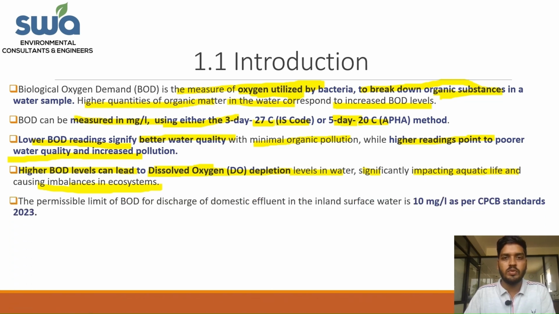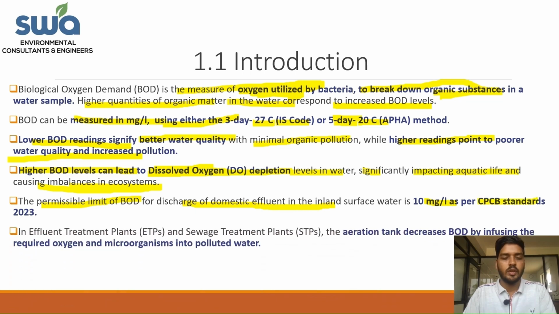To avoid such incidents, the permissible limit of BOD is set at 10 milligram per liter for domestic effluent discharge by the CPCB standards. In ETPs and STPs, the BOD is decreased in the aeration tank by infusing the required amount of oxygen and microorganisms into polluted water. Whatever amount of oxygen is required is firstly measured in the laboratory, and it will then be provided by the aerators in the aeration tank. So how can we measure the BOD?